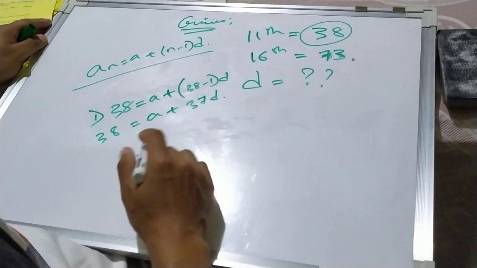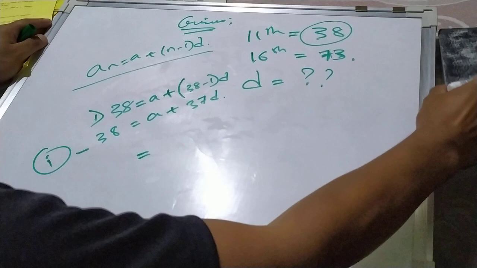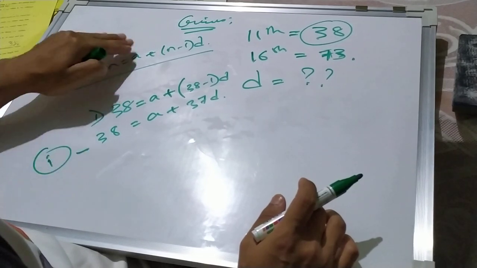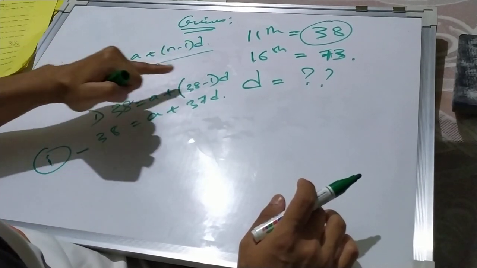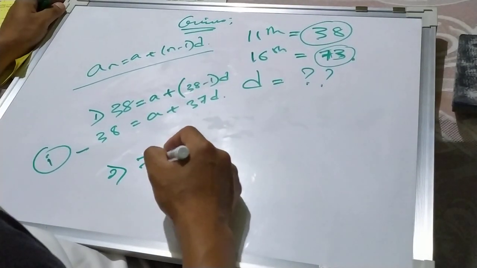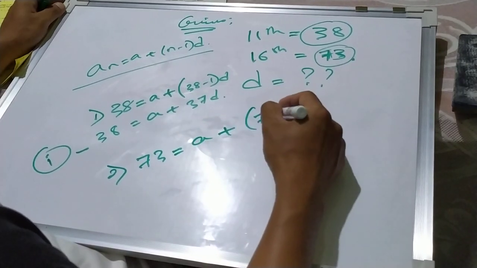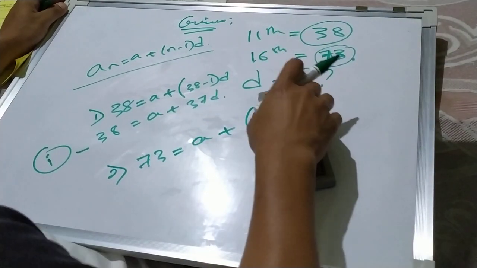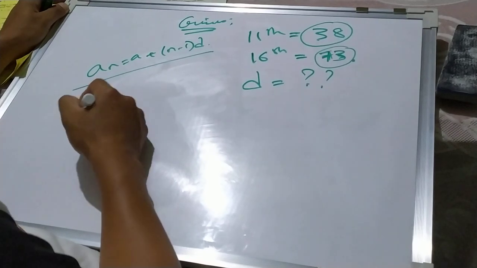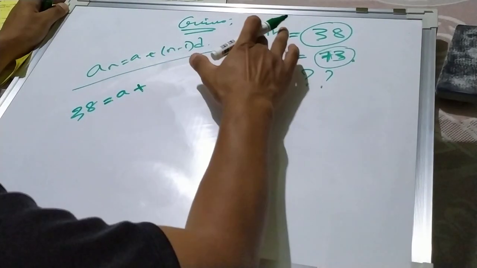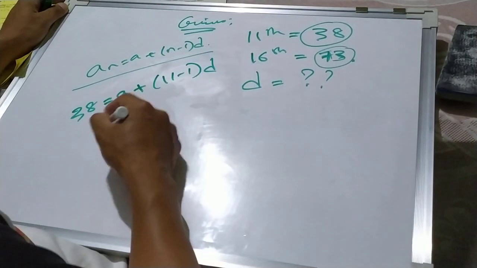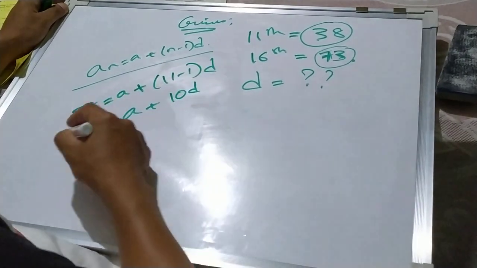Sorry, let this be equation 1. The formula is a n, and here a n is 38, so 38 is equal to a plus 11 minus 1 d, which is a plus 10 d.